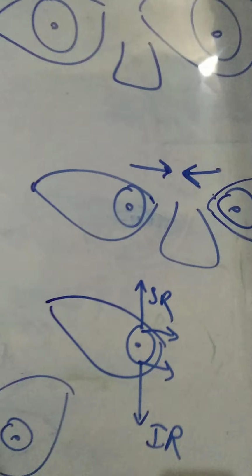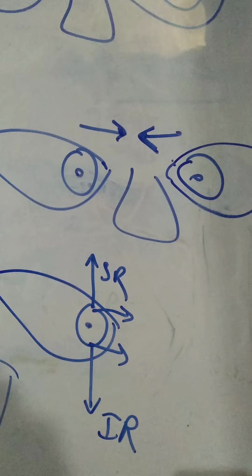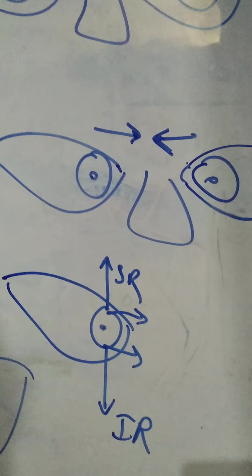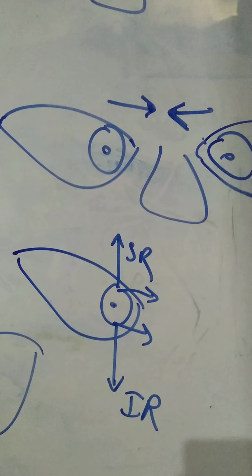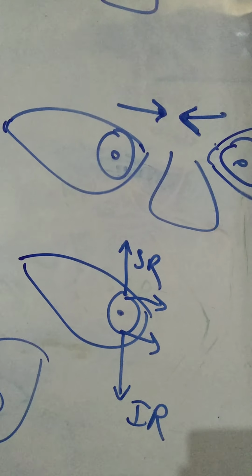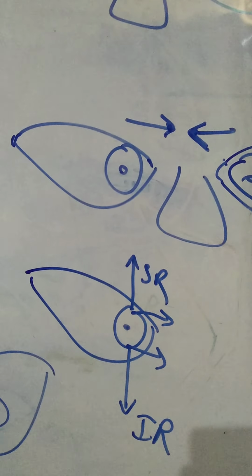This action called adduction is further facilitated by two other muscles, that is superior rectus and inferior rectus, because their orientation is more towards the median plane. So they will help the medial rectus in causing adduction. So the muscles which are helping the medial rectus are superior rectus and inferior rectus.